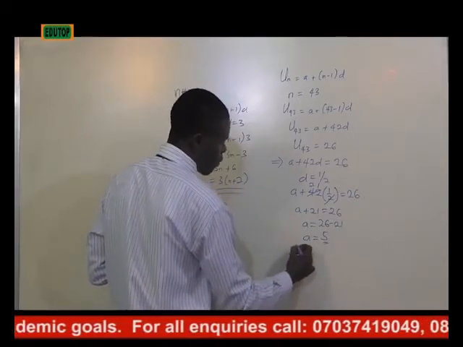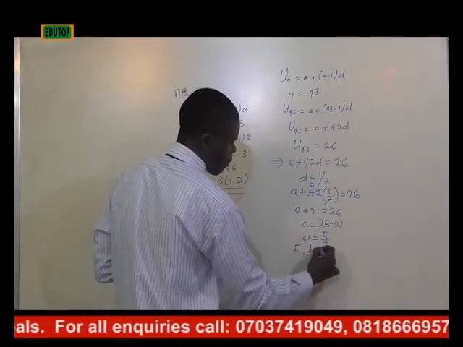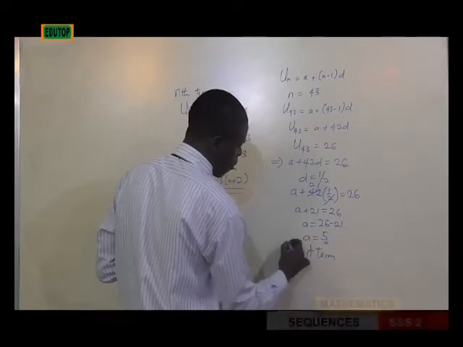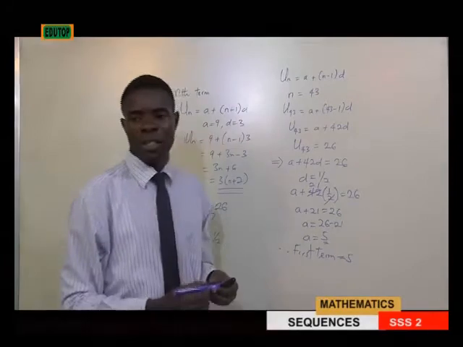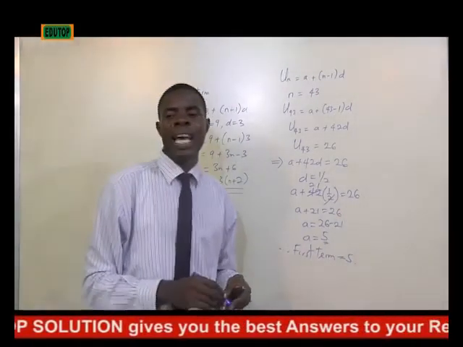So that means the first term, therefore, the first term is 5. And that is what the question asks us to look for.